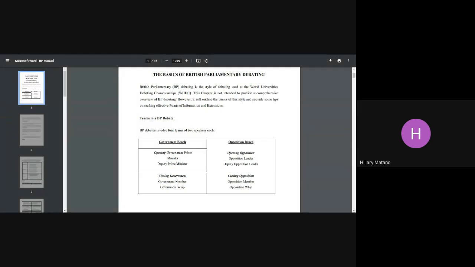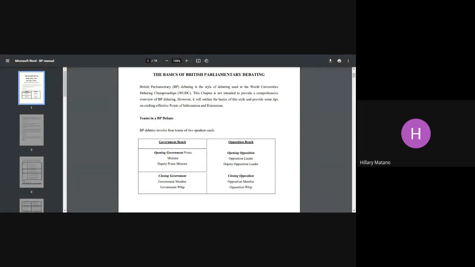Just as any debate is, we have the government bench and the opposing bench. The government bench can as well be referred to as the proposition, which is not included there, or the affirmative bench, because they are arguing for the motion. The opposition bench are arguing against the motion.